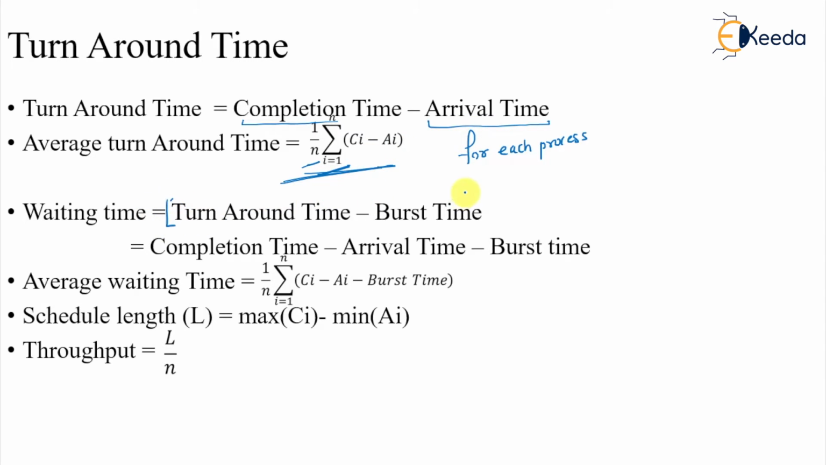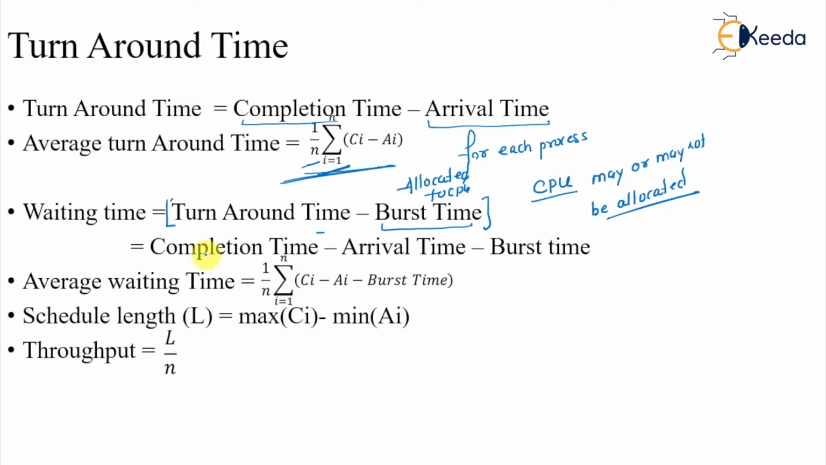Waiting time: during all the time the process is present in the system, the CPU may or may not be allocated to it, correct? So the rest of the time, it will be waiting. Turnaround time minus burst time, where burst time is the allocation of CPU time, and the rest of the time it has been waiting.